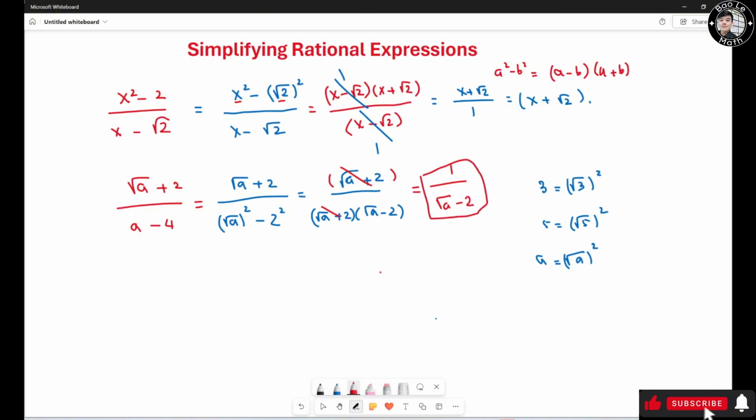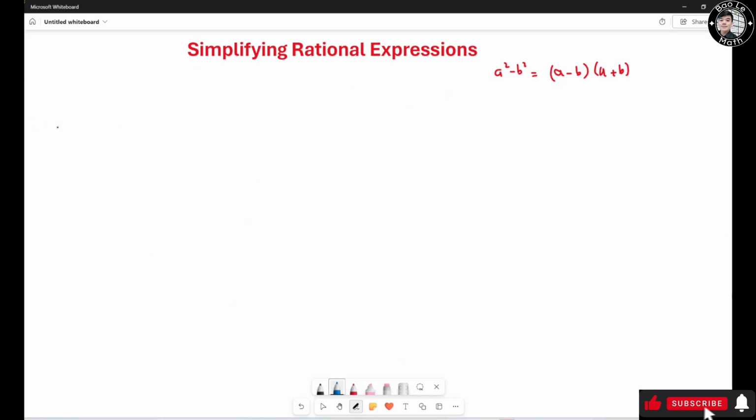Now be careful, you need to write root a minus 2 like this. If you write root a minus 2 like this, that's wrong. These two are different. Alright, let's move on to the next example.